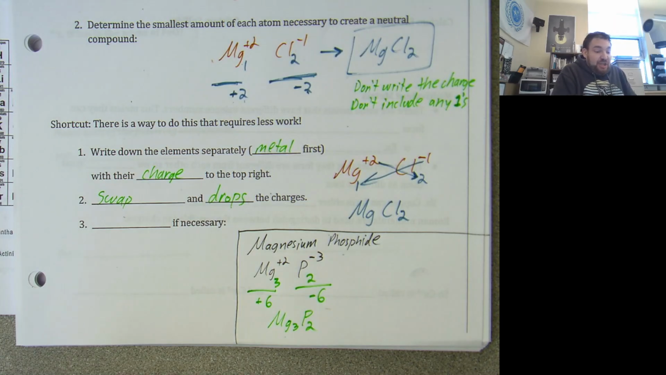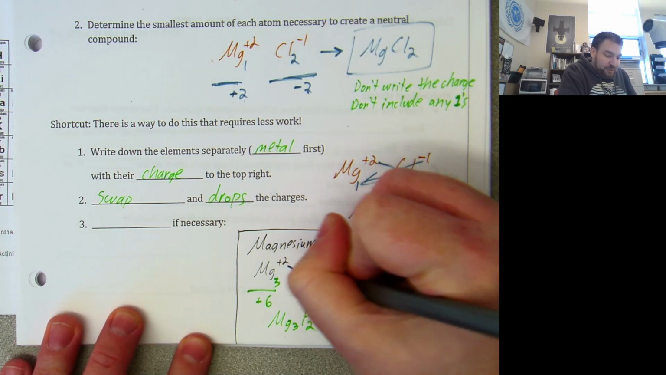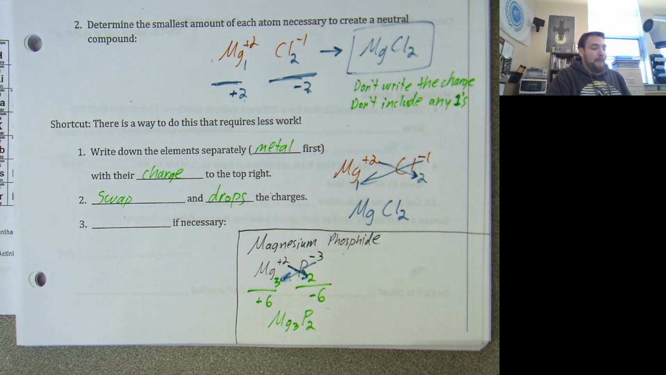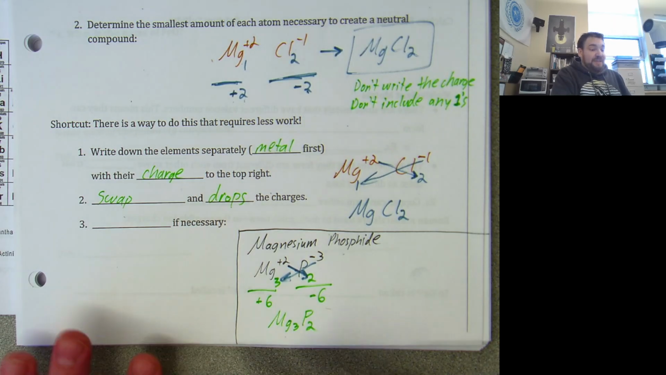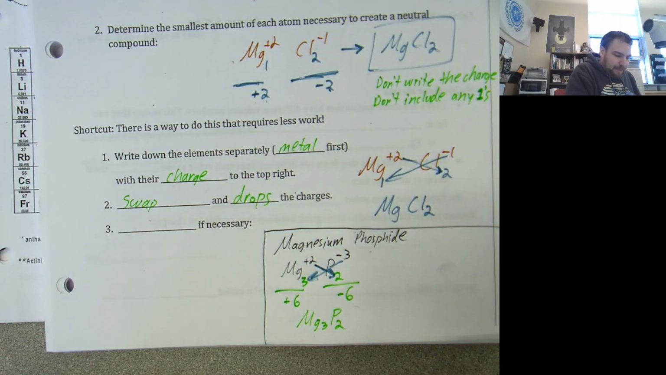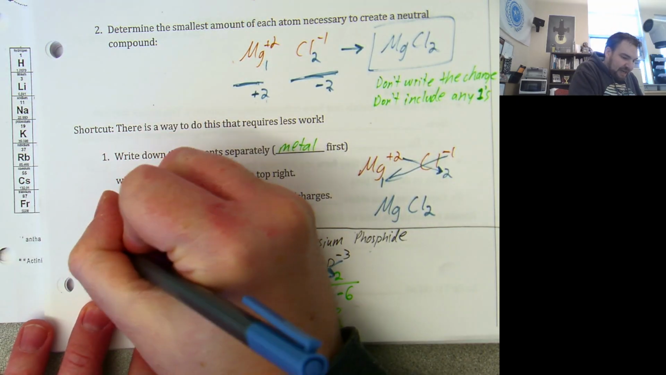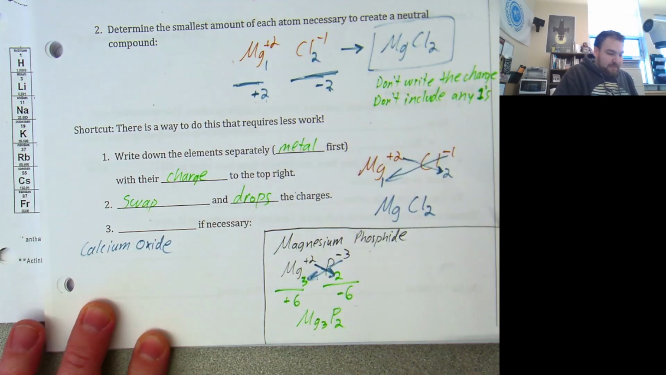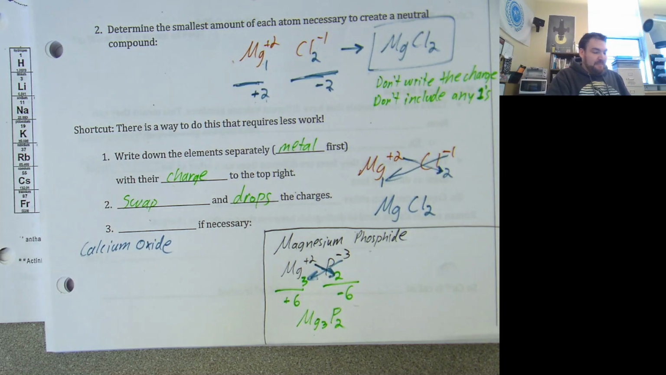Which is the same thing you would have gotten if we swapped and dropped. Doesn't matter which way you approach it. Where things get a little bit dicey with this method is, let's say I did this guy here. Let's do another example over here. I've got calcium oxide. I'll do calcium oxide both ways.